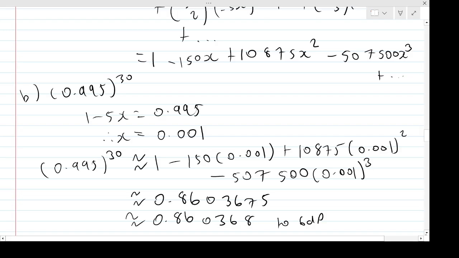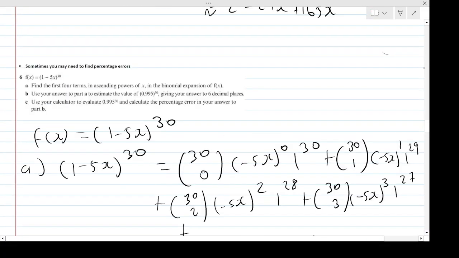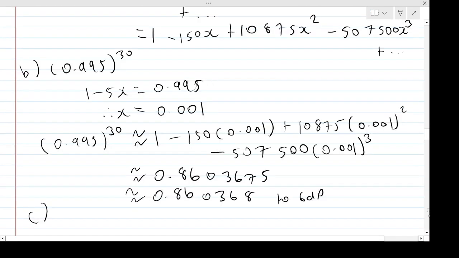Okay, cool. Then part C says, use your calculator to evaluate 0.995 to the 30 and calculate the percentage error to your answer in part B. Well, the first part of it's easy. 0.995 to the 30 is simply, if I put that in the calculator, 0.86. I should probably give this 6 decimal places as well to keep it consistent.